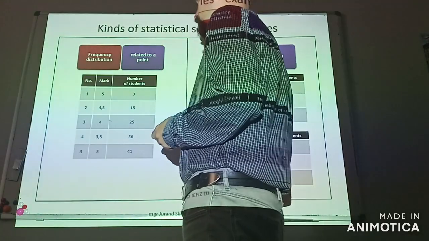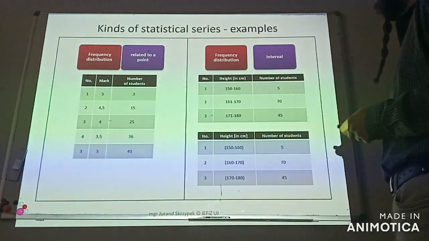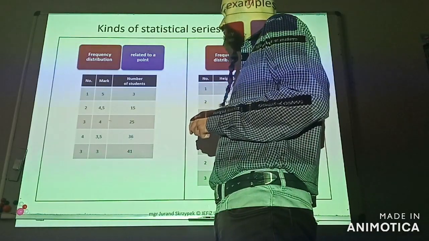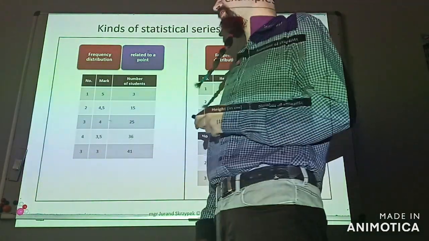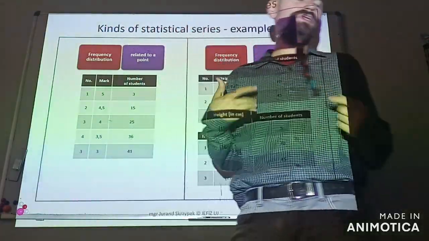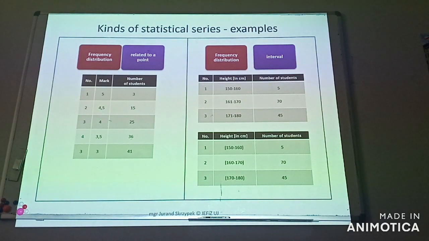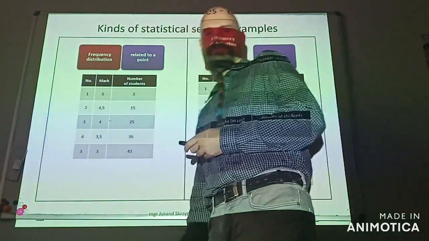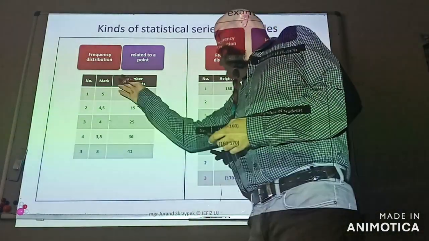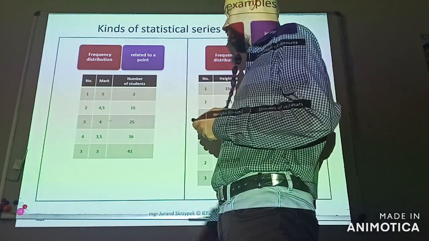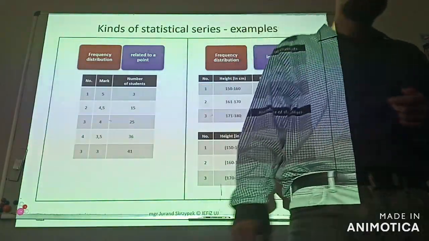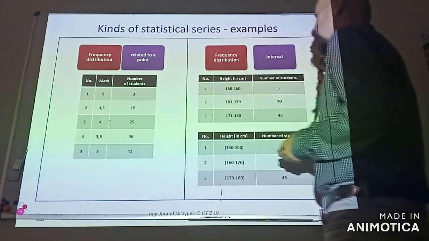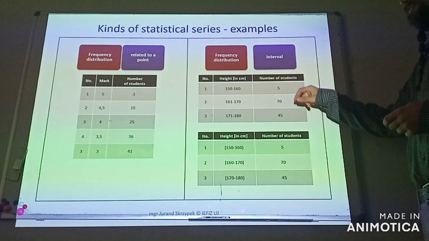Next we have frequency distribution related to a point series. This kind of series is dedicated to variables which have discrete character, in the situation when our variable takes only a limited set of values. And here we have the example: marks, grades from a course, and the number of students that are characterized by the final test mark.